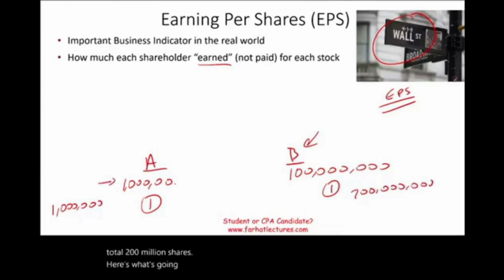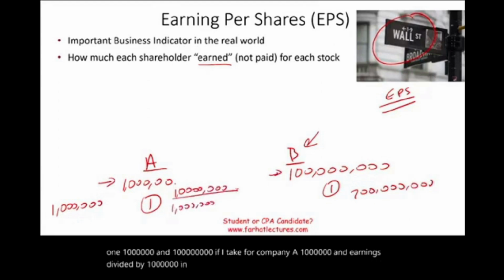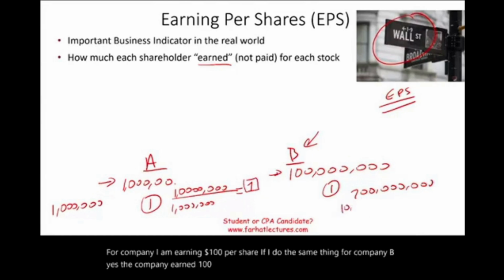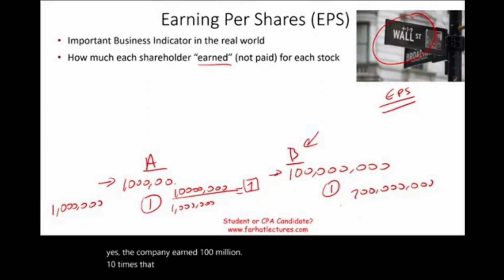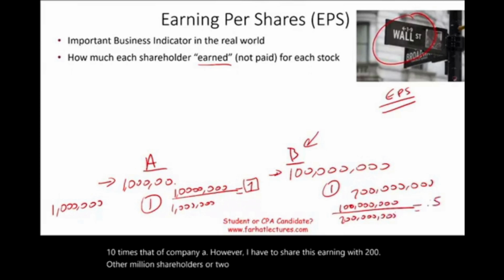We're going to take the earnings, which are 1 million and 100 million. For company A, 1 million in earnings divided by 1 million in shares means I am earning $1 per share. If I do the same thing for company B, yes, the company earned 100 million, 100 times that of company A. However, I have to share this earning with 200 million shares. Therefore, my earnings per share for company B is 50 cents.